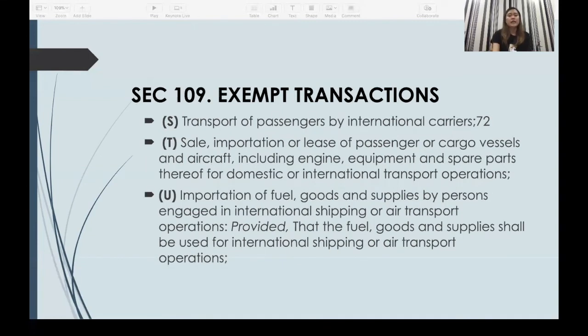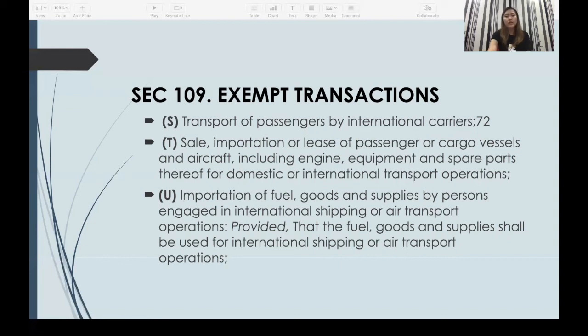Next is transport of passengers by international carriers. Transport of passengers by international carriers, no business tax, meaning no VAT, no other percentage tax. Kasi nga, no business tax siya kasi both wala.